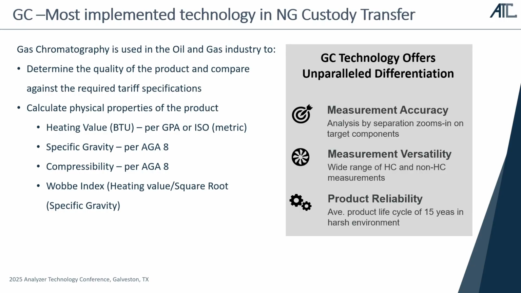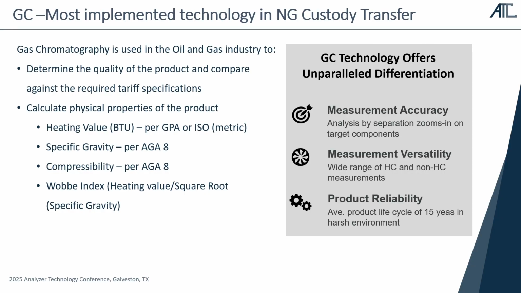With that information, we can determine the product quality, the impurities, and the heating values, BTU. And also with the composition information, all sorts of physical properties can be calculated, such as specific gravity, compressibility, Wobbe index, hydrocarbon dew point, etc.